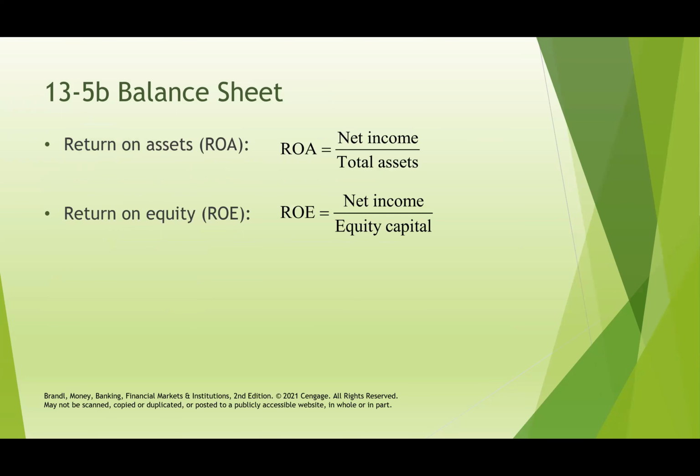We can also look at a couple of signals here in return on assets and return on equity. Your pre-tax net income can be high, but analysts also look at return on assets and return on equity. Return on assets is defined as your net income divided by your total assets. Very simple calculation, but it tells us a lot. If, for example, your net income is increasing but your total assets are staying the same, then you're having a higher return on assets. Alternatively, if your net income is staying the same and your total assets are increasing, you're having a falling return on assets.